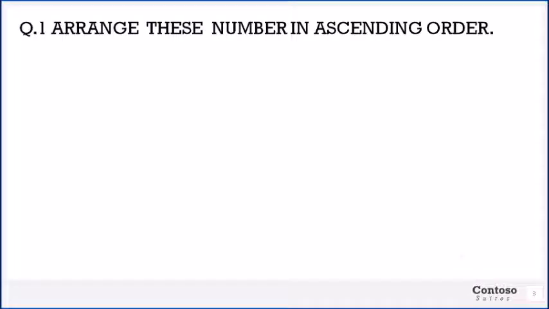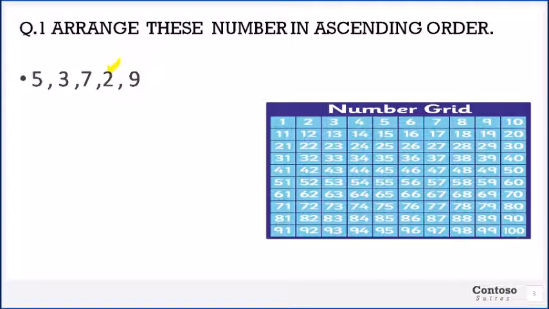Okay, here is the first question: arrange these numbers in ascending order. The numbers are 5, 3, 7, 2 and 9. In ascending order, we know we have to arrange the numbers from smaller to larger. So what should be our first step? Our first step should be to find the smallest number among these 5 numbers. You can easily identify that 2 is the smallest one. So 2 is the first number.